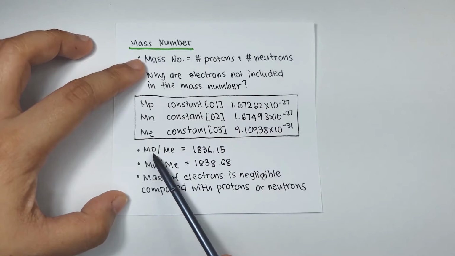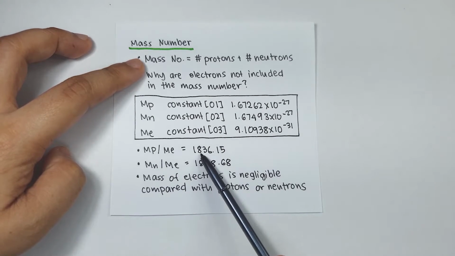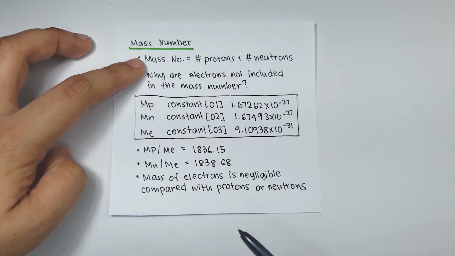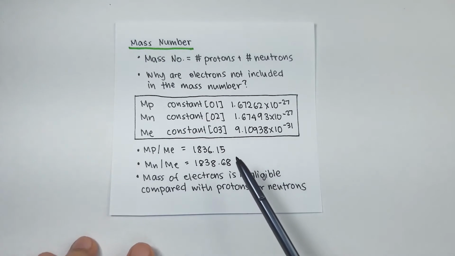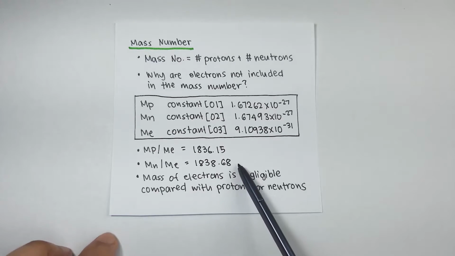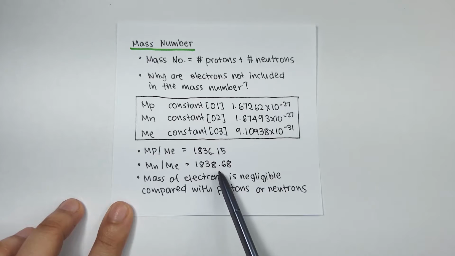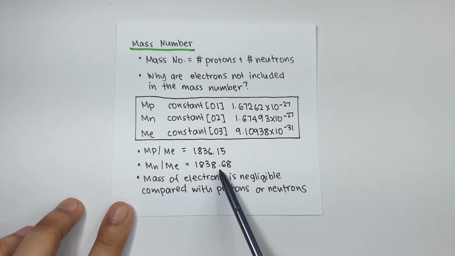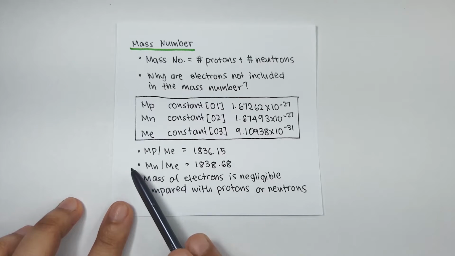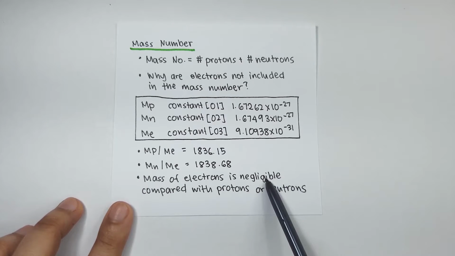Now, mass of proton divided by mass of electron is 1836.15. That means to say that protons are 1836.15 times heavier than electrons. Next, mass of neutron divided by mass of electrons is 1838.68. That means to say that neutrons are 1838.68 times heavier than electrons. So as you can see, super liit ng mass of electrons kung i-compare mo siya with protons and neutrons. And that explains why hindi siya kasali dun sa formula ng mass number kasi ang mass of electrons is negligible compared with protons or neutrons.